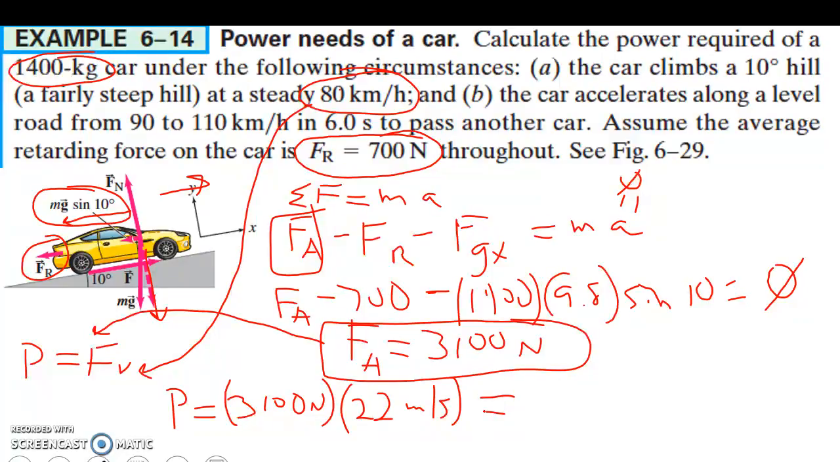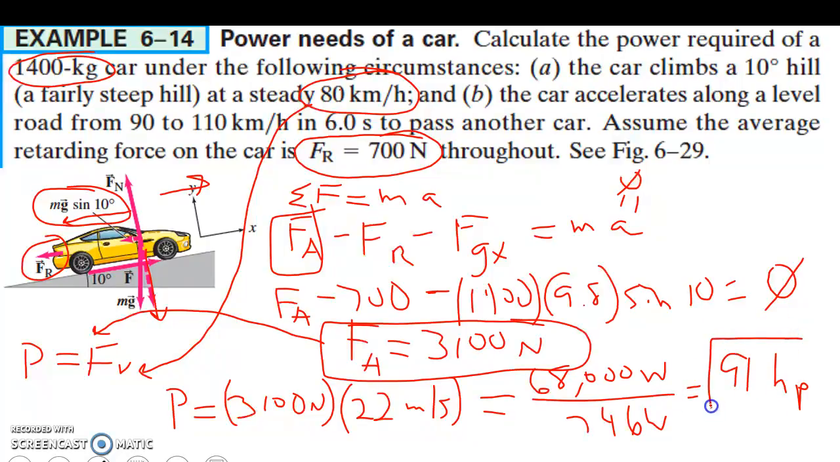3,100 times 22 gives me 68,000 watts of power. So the car needs 68,000 watts of power to do this. That's a lot of power. Now, what is this in horsepower? Well, I just divide this by 746 to get this in horsepower, and I need 91 horsepower. So if your engine is a 91 horsepower engine, you cannot, if your car is 1,400 kilograms, cannot make it up this hill, which you might find a different route, right?